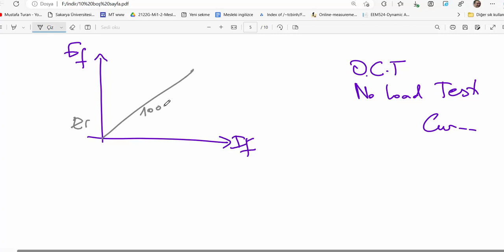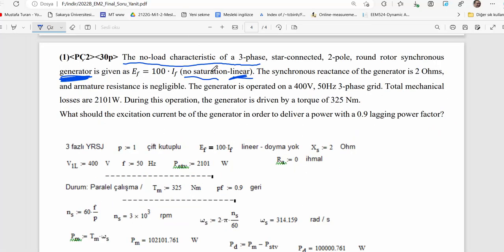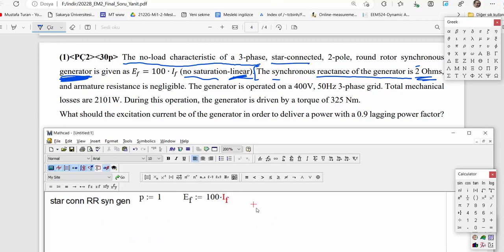There's a constant coefficient. The slope of the line is 100. So EF is equal to 100 times IF. That is the no load curve given in the question. Star connected two pole synchronous generator. Okay, the synchronous reactance of the generator is 2 ohms. Ladies and gentlemen, XS is given as 2 ohms.